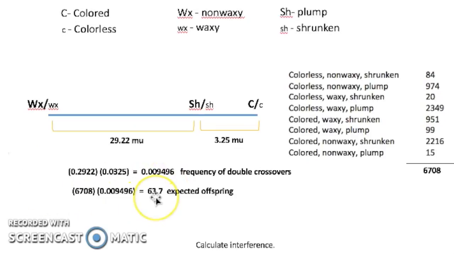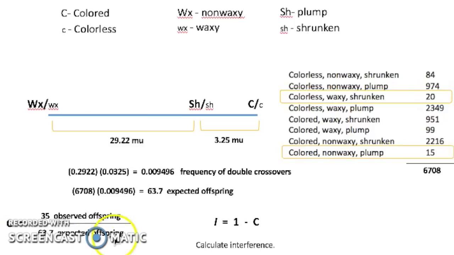We take that information, this number here, and we're going to multiply that frequency to the total number of offspring that we had in the F1 generation. This will give us the number 63.7, and it's kind of weird to have a decimal for offspring because you're not going to have 0.3 or 0.7 of an offspring, but just go with us on this one. This is basically going to tell you the number of offspring that you would expect to have the phenotype of what took place when there was a double recombination. So we use that information, and that's how we can determine our interference.